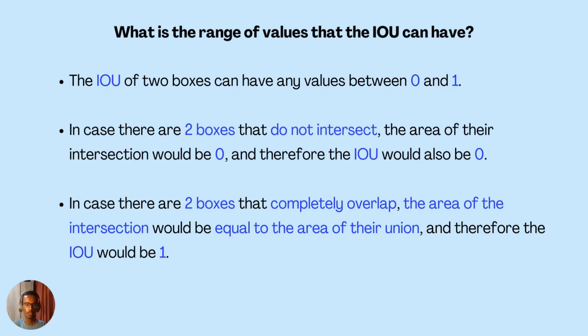And in case the two boxes completely overlap, the area of the intersection would be equal to the area of the union. So the numerator and the denominator would be equal, and the ratio would be 1. So the IOU would be 1.